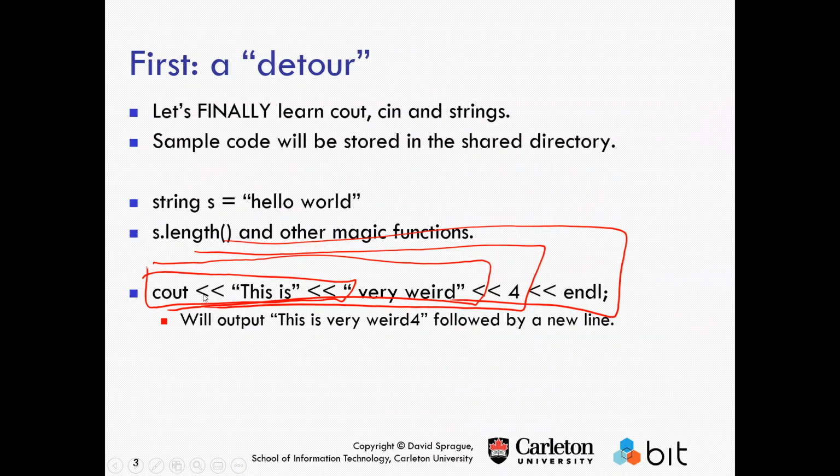You have the word cout, and then you're going to put this is into the cout statement. Then you're going to put the very weird into the cout statement. Then you're going to put the number 4 into the cout statement, and then you're going to put a new line. That's endl for a new line. You throw that in the cout statement. What you get in the end is this is very weird 4. Notice there's no space between the d and the 4. So this is very weird 4, and then a new line.